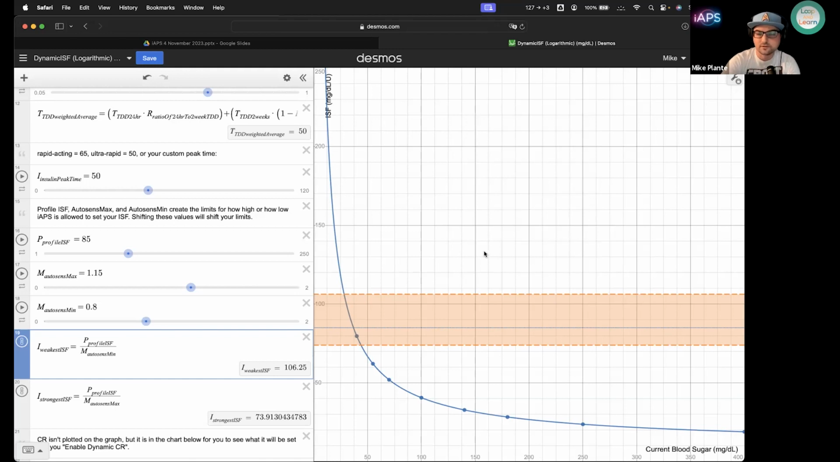So it's just another thing to consider. But also, if your triggers are higher and you've been using more total daily dose lately, then maybe you do need a little more insulin for those meals. So that's how it can help some people with the dynamic CR turned on.